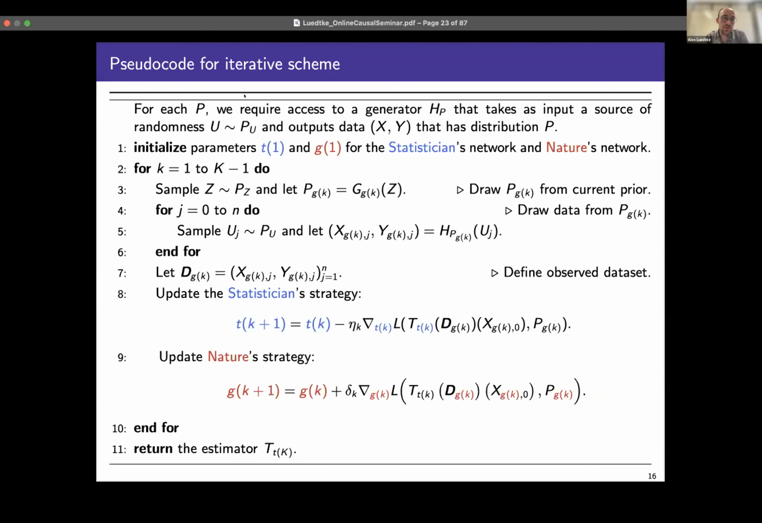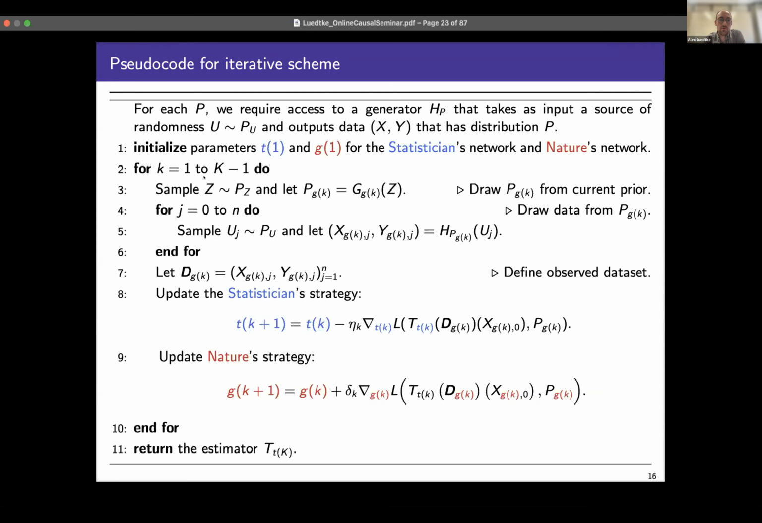Okay, so in order to implement this algorithm, what are we going to do? Well, first, we're going to initialize parameters. I'll call them little t of 1 and little g of 1, indexing the two player strategies. Okay, so each player's strategy is parameterized as a neural net here. And I'm just going to initialize them at random. It doesn't really matter how I initialize them. The goal is that I'm going to improve them over time.